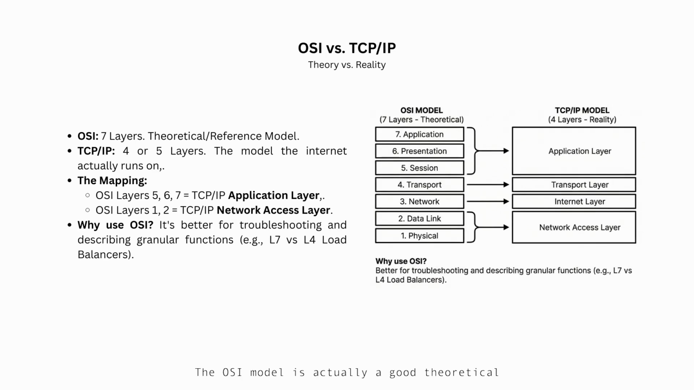The OSI model is actually a good theoretical model. The internet actually runs on the TCP/IP model. TCP/IP is simpler. It squashes Layers 5, 6, and 7 into just one application layer because in code, developers usually handle the session and presentation logic together. So why do we still need to learn OSI? Because it's distinct. When a vendor sells you a Layer 7 firewall, you know exactly what they mean. It looks at the content of the message, not just the ports.